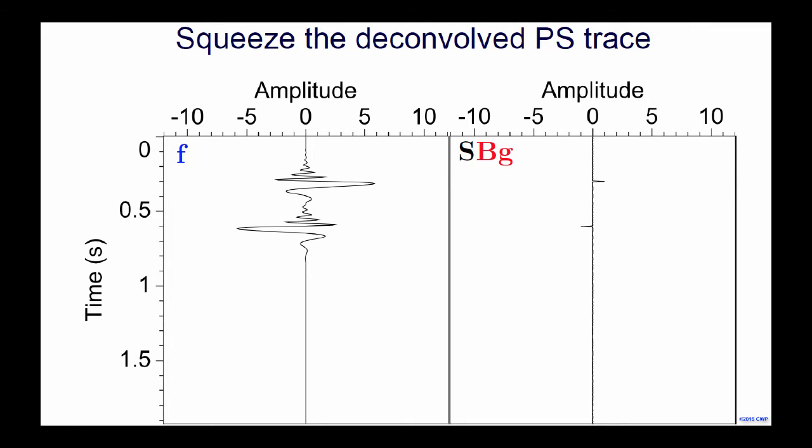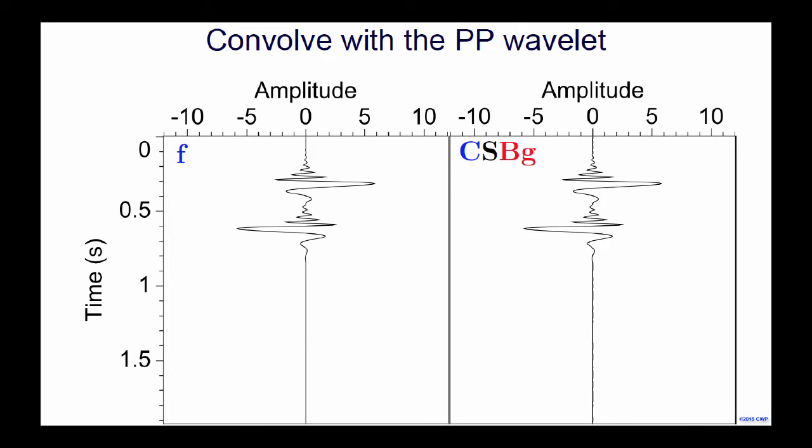Now this squeezing operator is represented by the matrix S, and this matrix S will be colored in black because it's simply the transfer operator between PS time and PP time. Our final step in warping with wavelets is to convolve this squeezed deconvolved trace with the PP wavelet C, yielding no wavelet distortion. Now I want to point out that the PP wavelet C and the inverse PS wavelet B do not commute with the matrix S. And this is important to us because we can now solve for our wavelets individually.